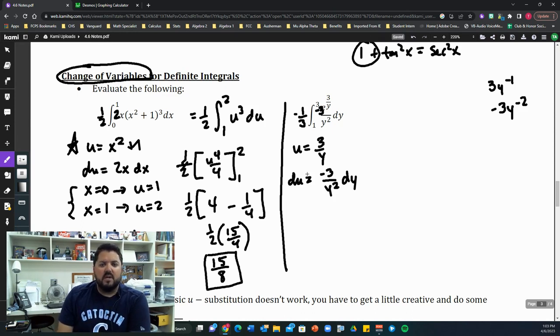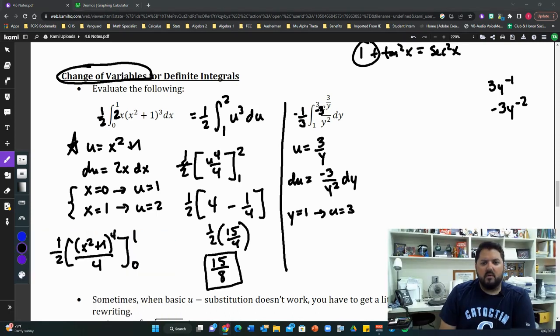Now we're also going to go ahead and set up our new a and b values. So when x equals 1, according to our equation, u is equal to, or excuse me, not x. Sorry, this one is in terms of y to start, so we're going to change that. And we're going to make that y equals 1. So when y equals 1, u is equal to 3 divided by your y coordinate, so we get u equals 3. Then when y equals 3, u would be 3 divided by 3, so we get u equals 1.